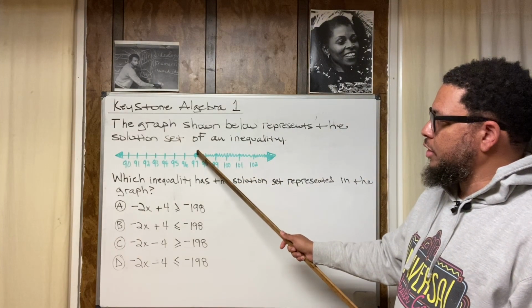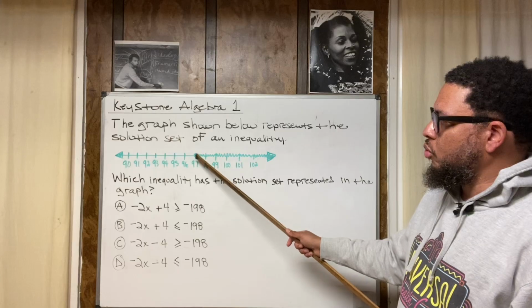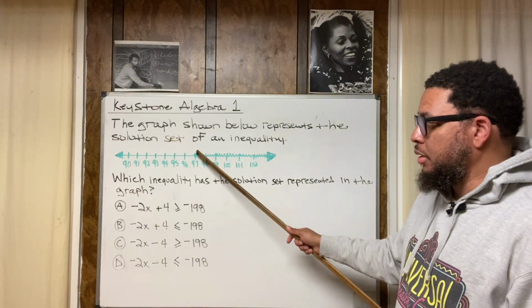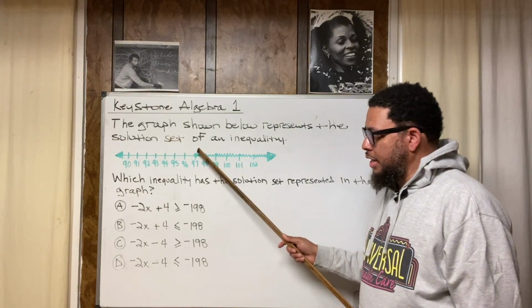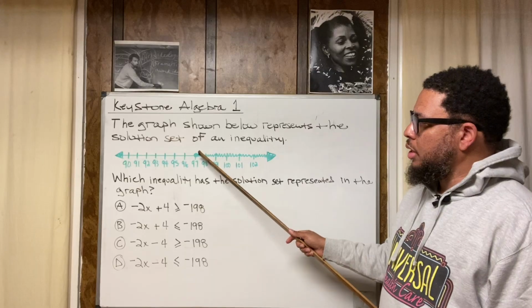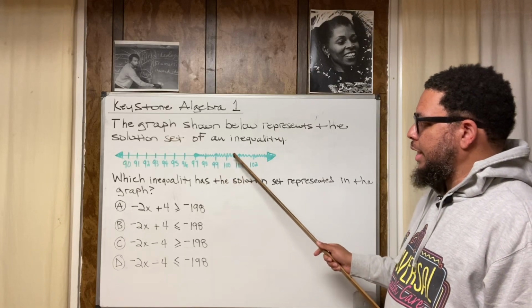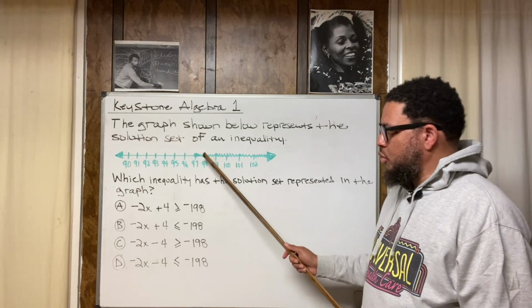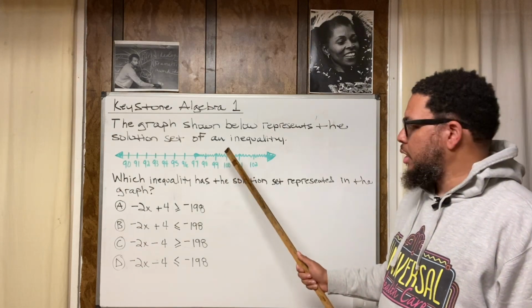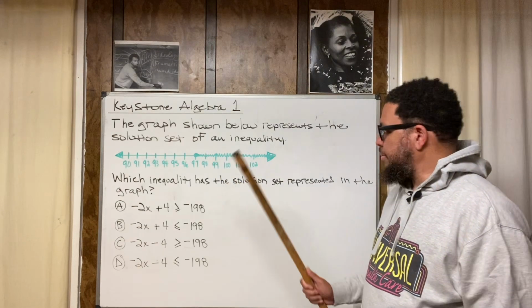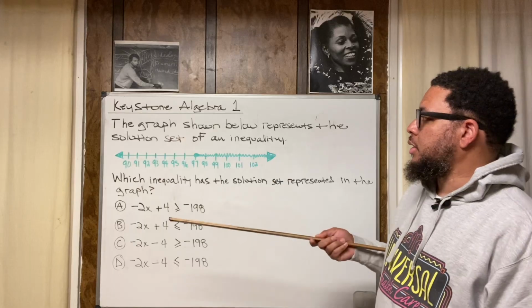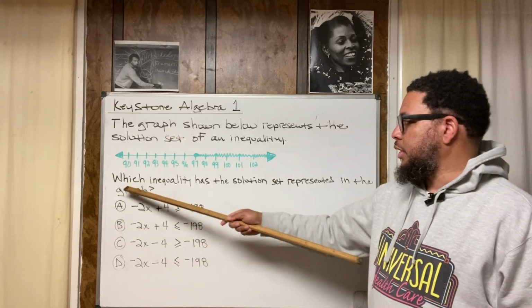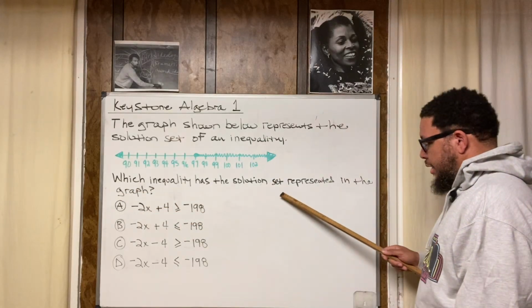So 97 is included because it's not an open circle, or what we call an empty circle. It's a shaded-in circle on 97, so 97 is included. And everything greater than 97 is also included, so all the decimals in between the whole numbers or the integers, the fractions in between, all that. So the main question, I should say, is which inequality has the solution set.